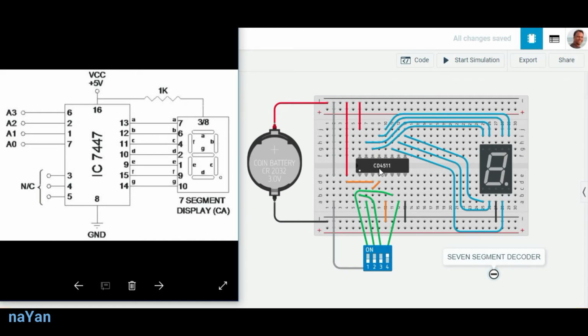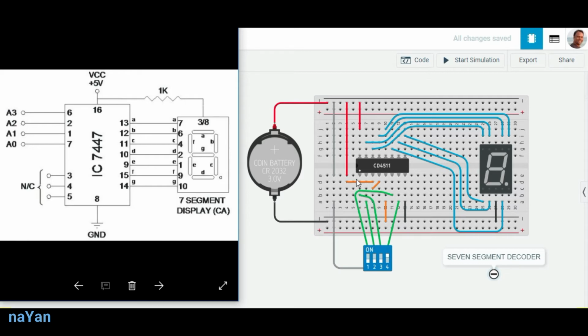So this is our 4511 IC. At pin number 16 we provide VCC. At pin number 7 we provide ground. After that we provide one by one connection to the segments. So from the beginning, at pin number 13 we have output A. So 13 is connected to 7 of the 7 segment display. So here you can see the pin number 13.